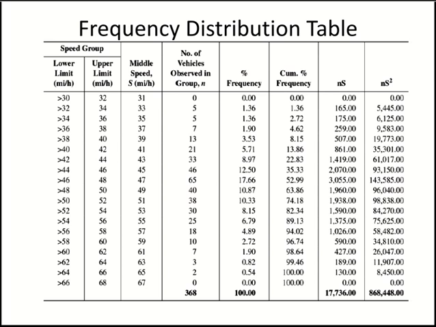Then cumulative percentage. We add the percentage frequencies. The first one is the same because it is the first one. I'm talking about this column. The second one is the addition of the first two, the third one is the addition of the third and the previous, and so on. Clear?